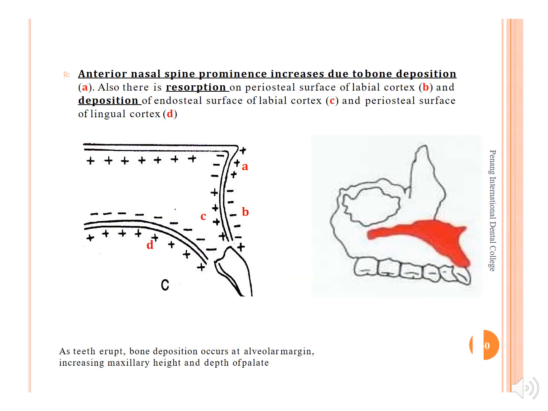Anterior nasal spine prominence increases due to bone deposition. Also, there is resorption on the periosteal surface of the labial cortex and deposition on the endosteal surface of the labial cortex and the periosteal surface of the lingual cortex. So you can look at the diagram and look at A, B, C, and D according to the explanation. As the teeth erupt, bone deposition occurs at the alveolar margin, increasing maxillary height and depth of the palate.